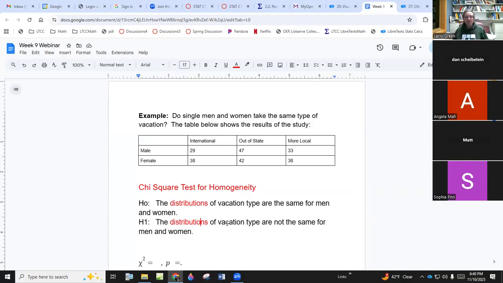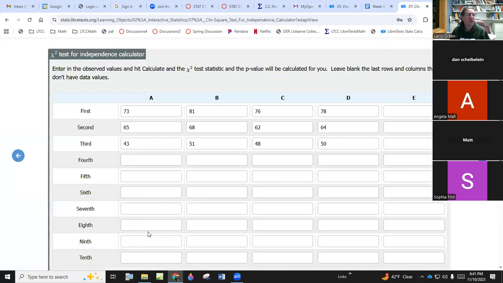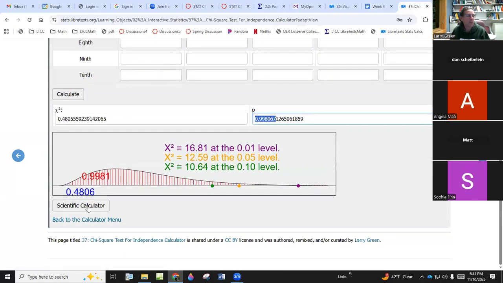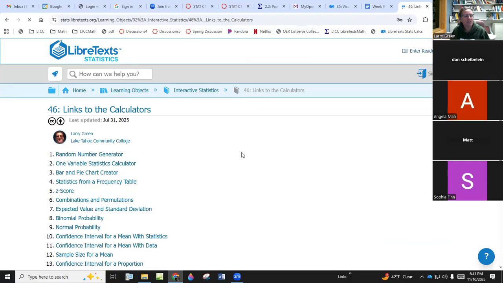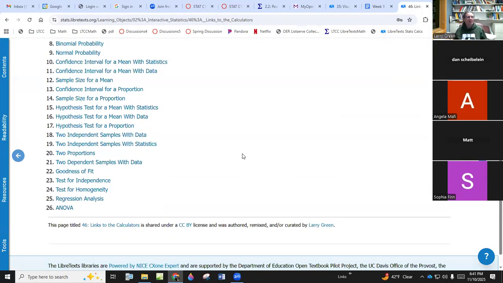All right, what's the next step? Yeah, now we go to the calculator. This one won't work. This is a test for independence. That's not what we want. So let's go back to the calculator menu. And what calculator are we going to use?